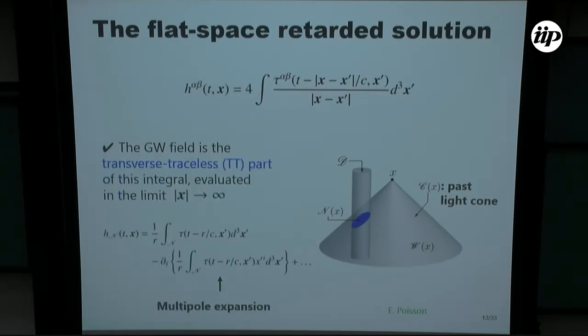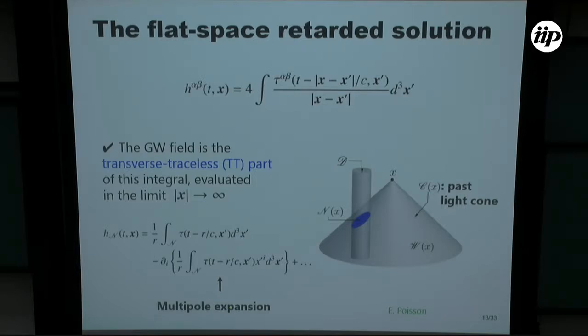Okay, so the one last thing to add as a comment on this integral is how we can extract the gravitational wave from this integral. In this case, we evaluate at the field point x outside of the near zone, in the wave zone. In this case, the difference x minus x prime is almost negligible, and we can expand T alpha beta in some sort of multipole expansion form.